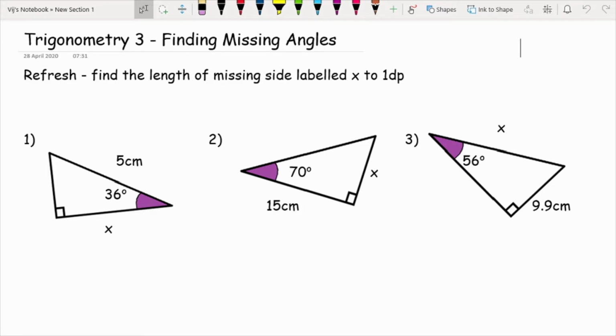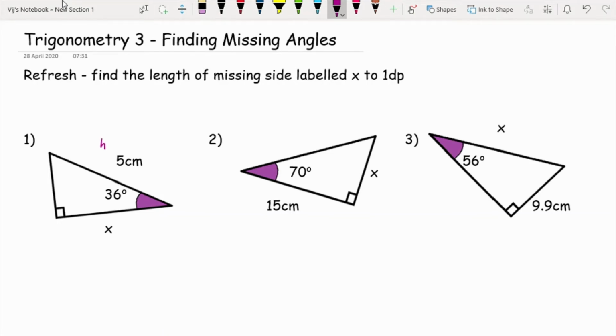If you'd like to pause the video and have a go at these three questions, I'll then go through the answers of what you should have. Working through these questions, let's show a bit of working out just in case you don't get the correct answer. For the first one, what we need to do is label the sides.